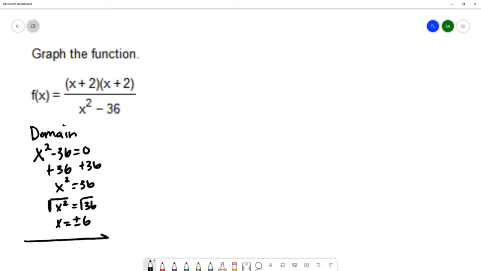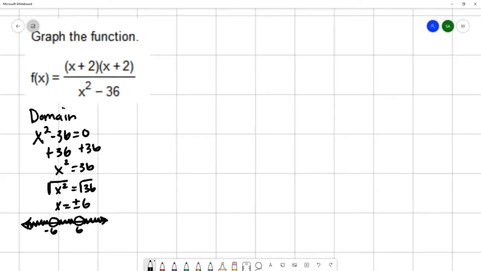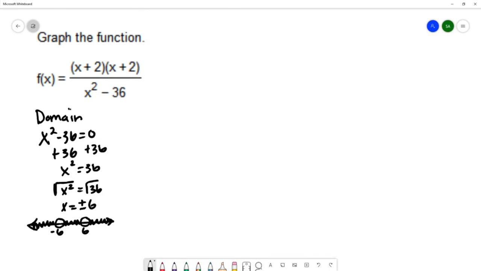So I'm going to think of my number line. This is the real number line. We'll mark -6 and +6. Our restricted values are -6 and +6, but every other number on this number line will be a part of the domain. So we can write that domain in interval notation. We would represent each one of these intervals, writing a lower bound and an upper bound for each shaded region. So we would have -∞ to -6, union with -6 to 6, union with 6 to infinity.